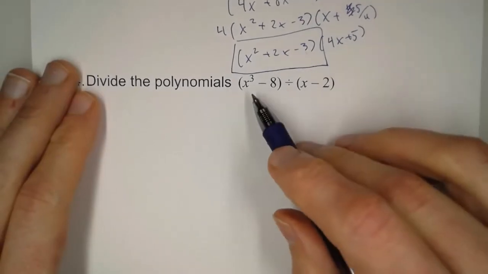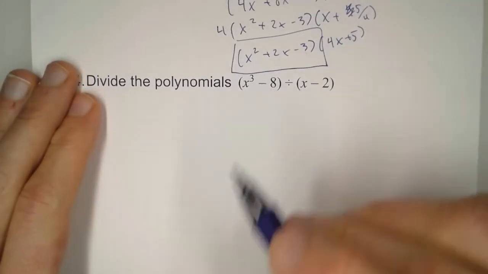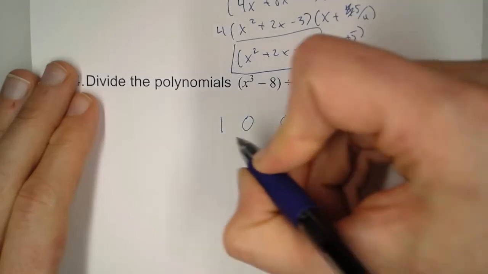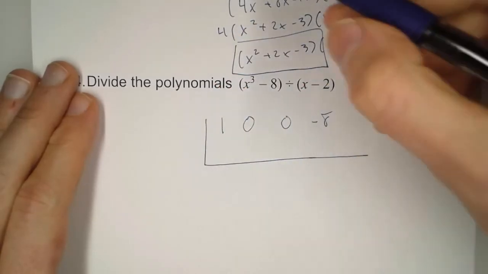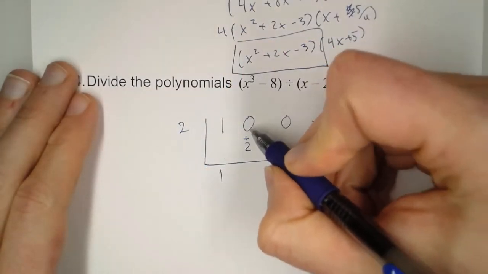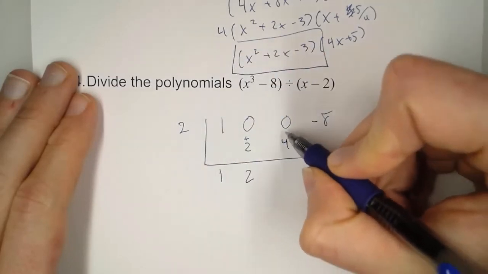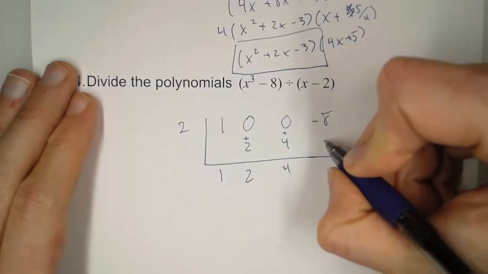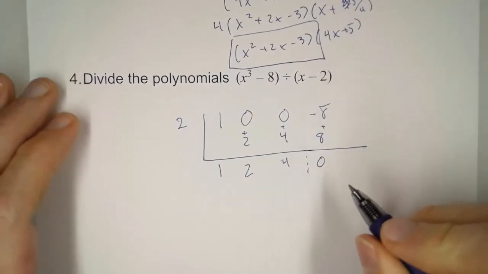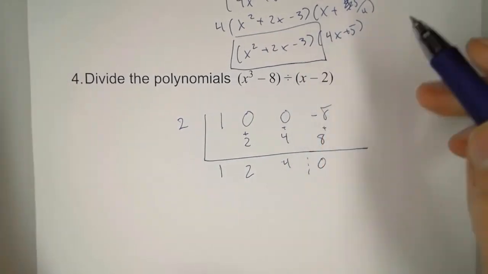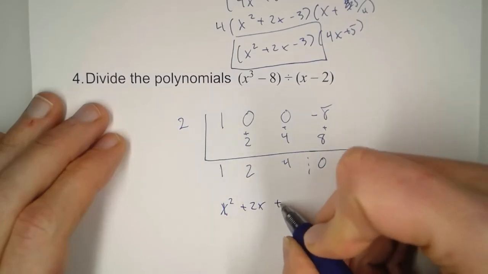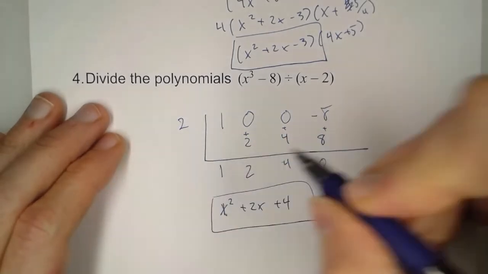Now with our last one, we have an x cubed, but we don't have anything for x or x squared. And that's important to remember. If there's nothing, you have to put a 0 there. You don't get to ignore those. So I bring down the 1, times 2 is 2. 0 plus 2 is 2, times 2 is 4. 0 plus 4 is 4, times 2 is 8. And we get 0. So this is indeed a factor of x cubed minus 8. Now thankfully, there isn't a number in front of x. So we just write x squared plus 2x plus 4 is what we get.